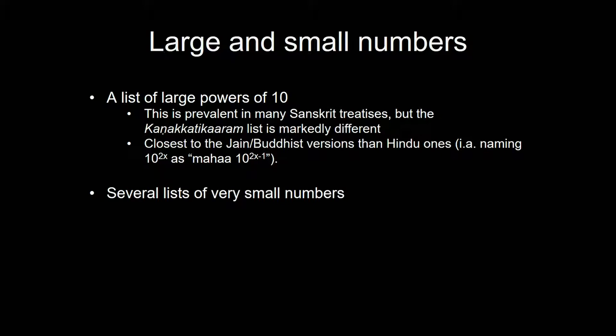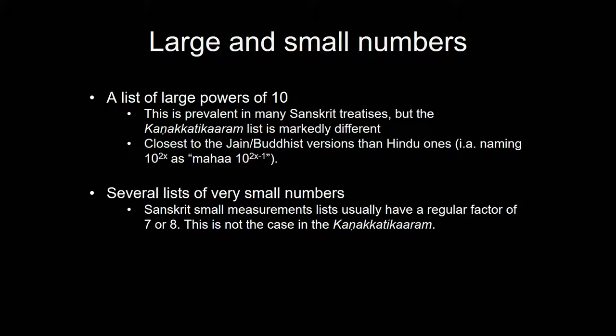There then come several lists of very small numbers. Now, there are lists of small numbers, in fact, not small numbers, but small measurements, in the Sanskrit literature. They are less popular than the lists of high powers of 10, at least as far as I can tell. And they usually have a very regular scale, either dividing by 8 or by 7, depending on the versions. But it's not what happened in the Kanakkatikaram.